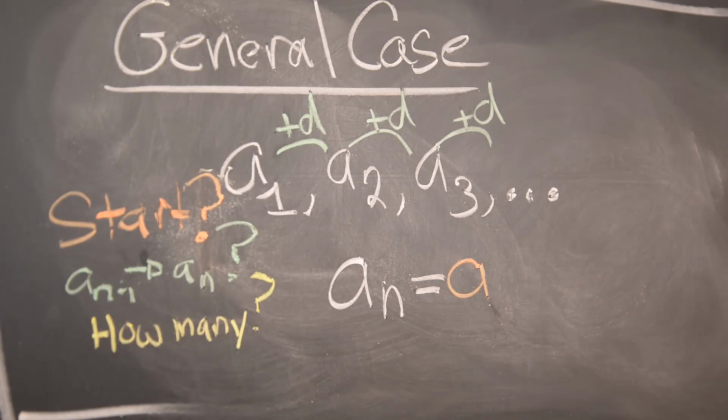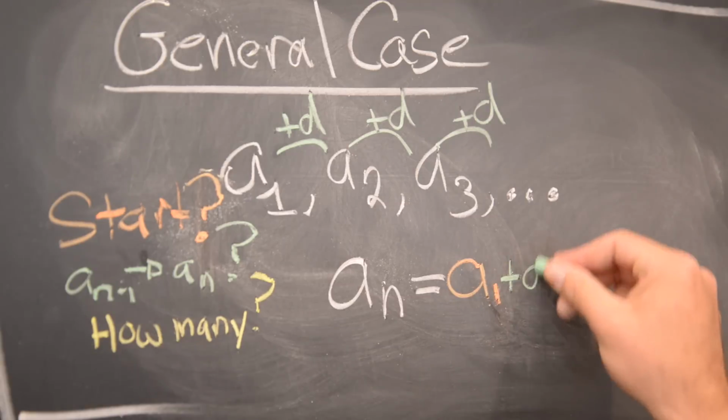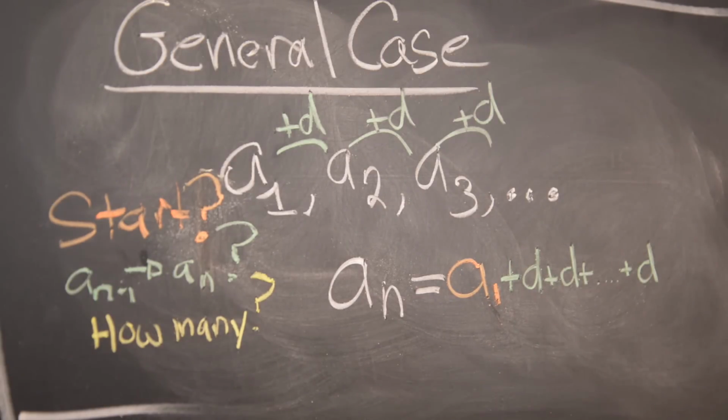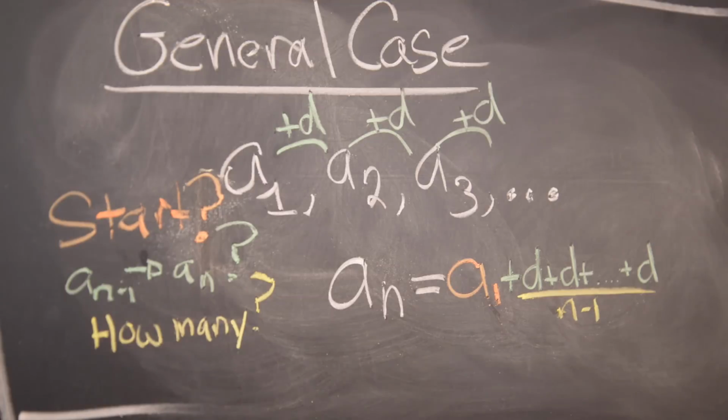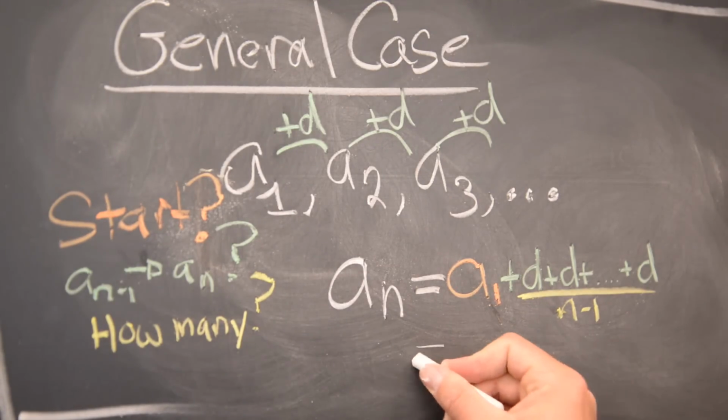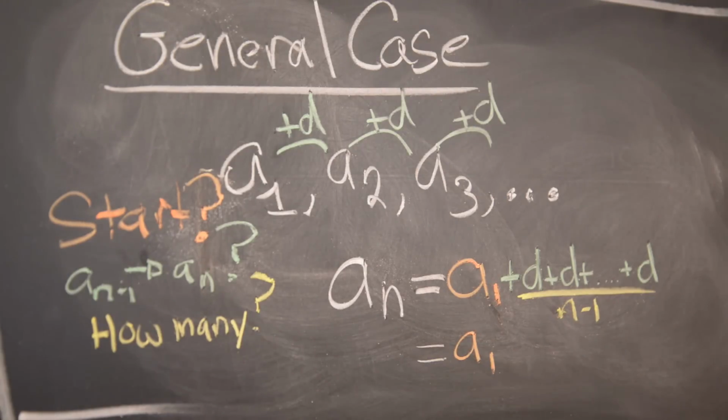We start at a1, the first term in our sequence. We add d to move from one term to the next. And we have to add d n-1 times to get from the first term to the nth term. This means that the nth term is equal to a1 plus n-1 times d.